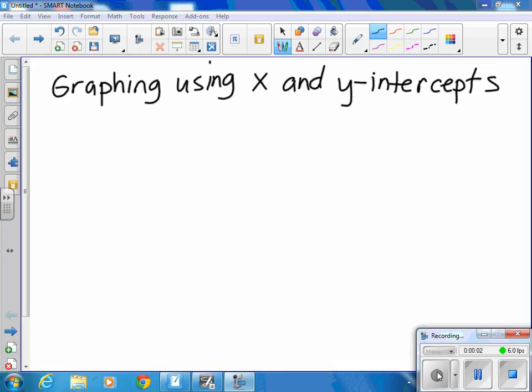This part of your notes needs to be continued from the part that we did in class where we were graphing from tables. And on this method, we are going to graph using the X and Y intercepts. So the first thing we want to do is define the two words and make sure you understand the difference.